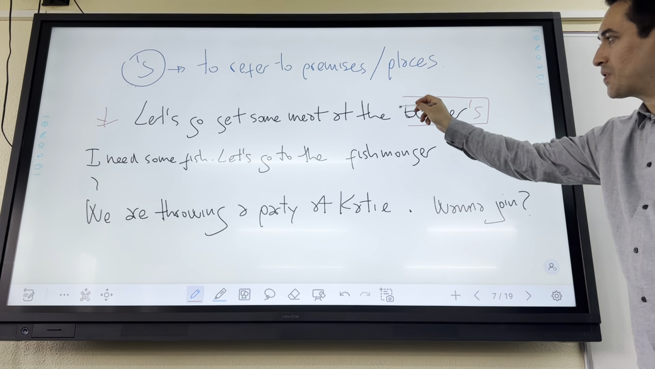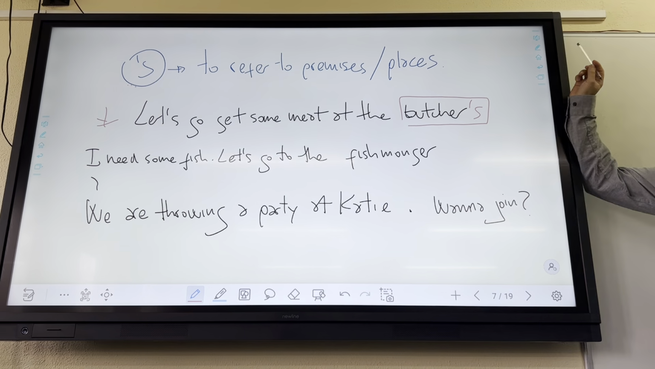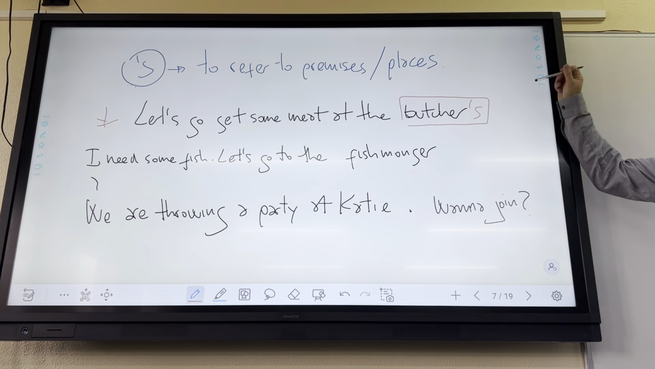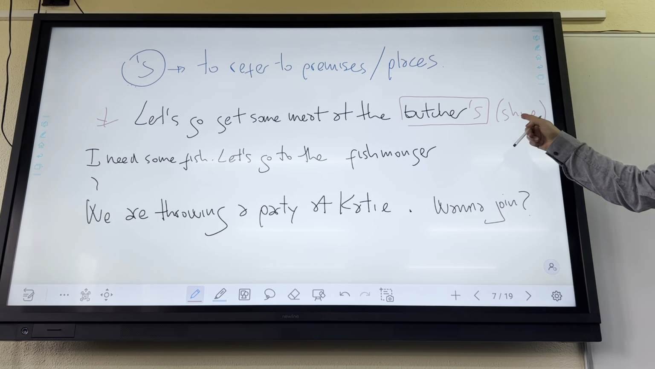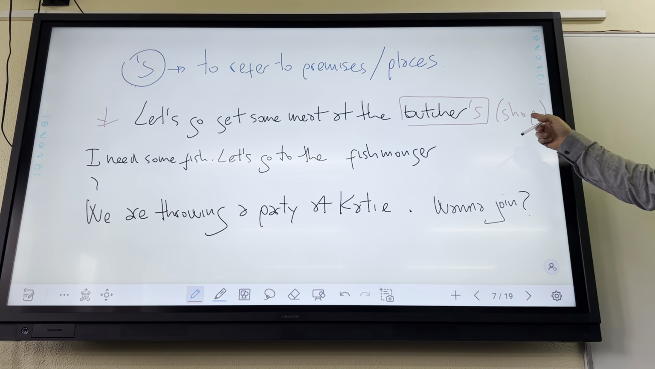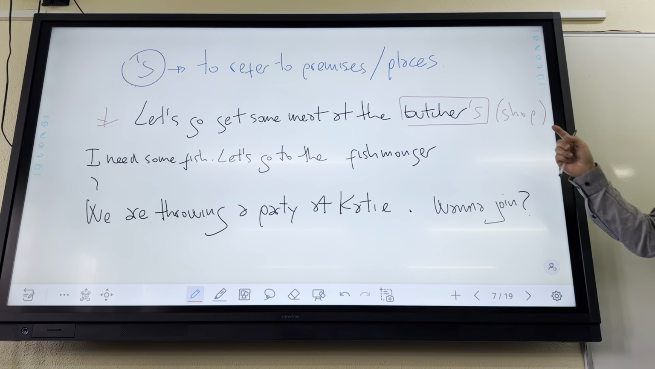This is the way you refer to la carnicería, the butcher's. It would translate as the butcher's shop. But you don't say shop. It is sort of an ellipsis. Remember ellipsis? It's the butcher's shop, but they don't say shop. They say the butcher's. But it means the butcher's shop.